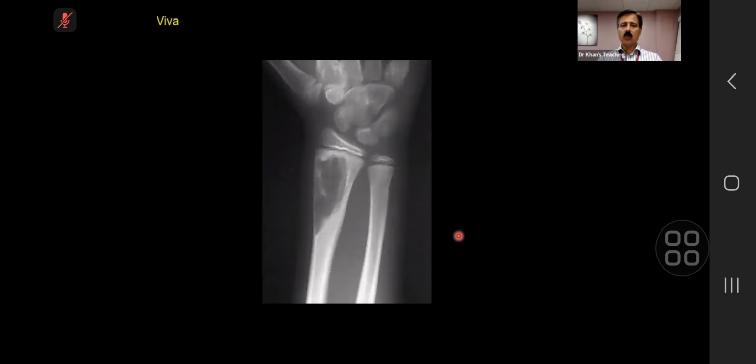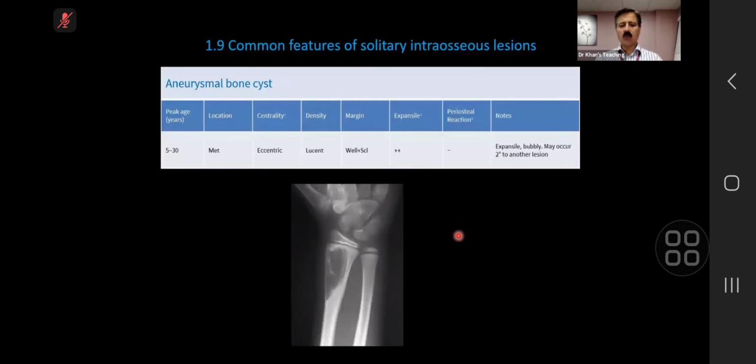But location-wise, you know, that diagram, which I told you my favorite diagram, it is given there, right? And this is what it is. Your thinking was absolutely spot on because you were thinking it's not central and things like that. But the only thing because of which you were confused is that it was not very expansile. So intentionally, I showed you this case, but you are right that usually it's expansile, it should be bubbly, may occur secondary to some other lesion.